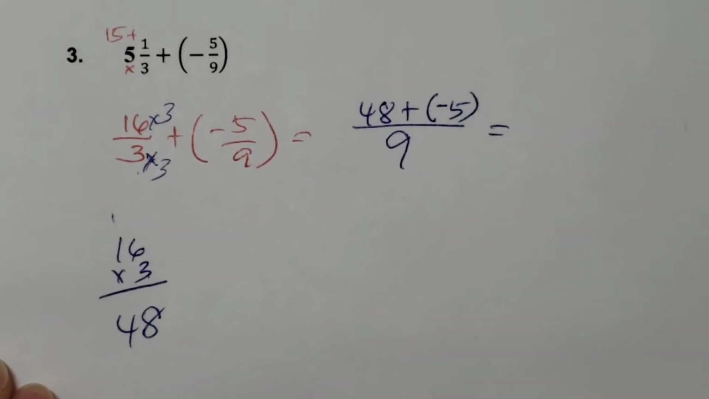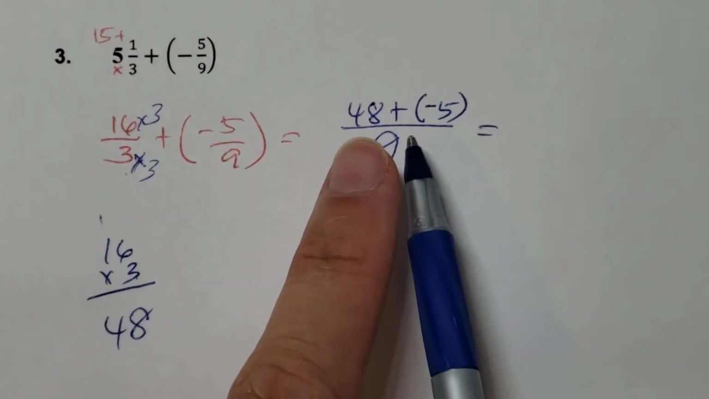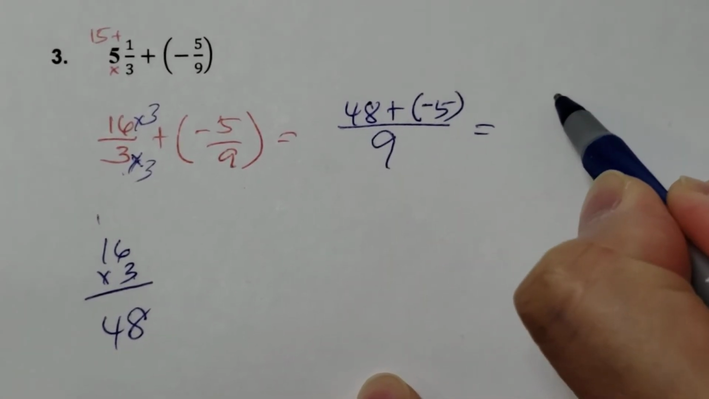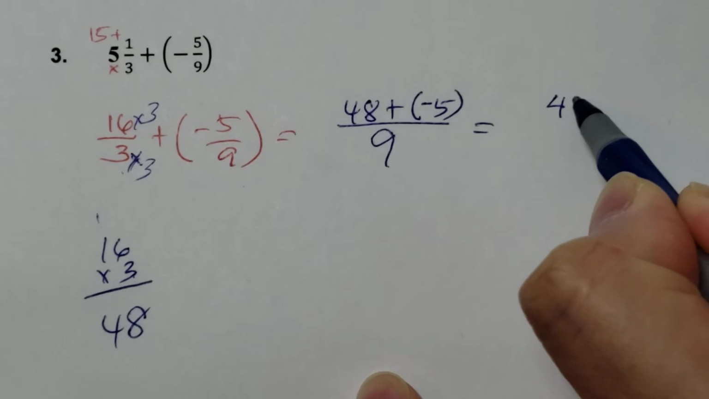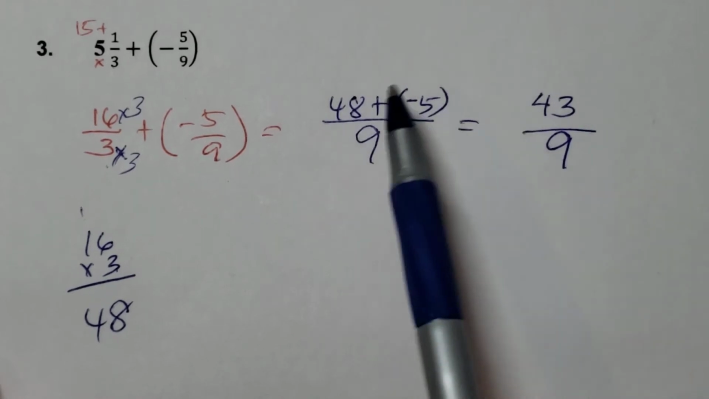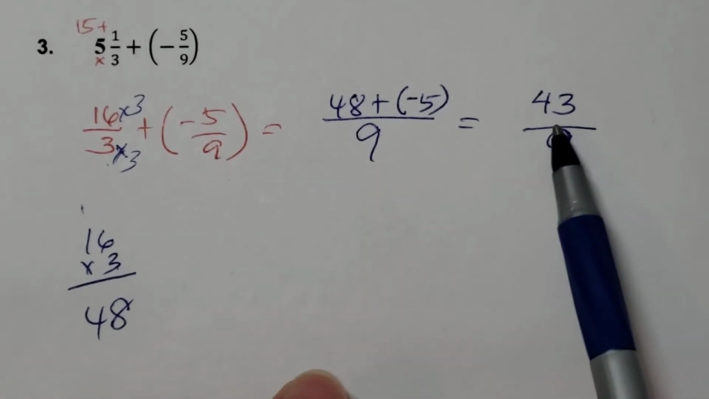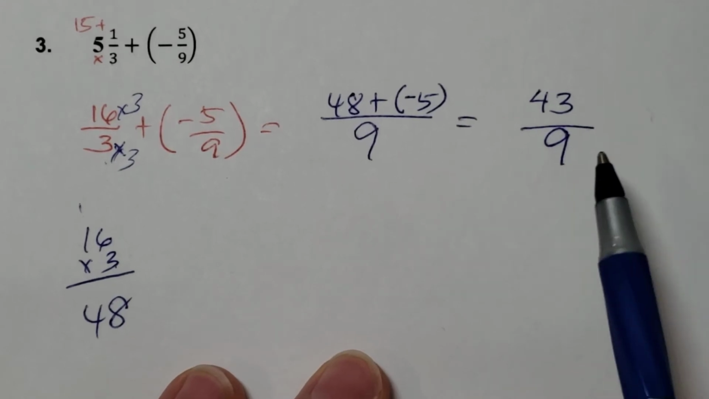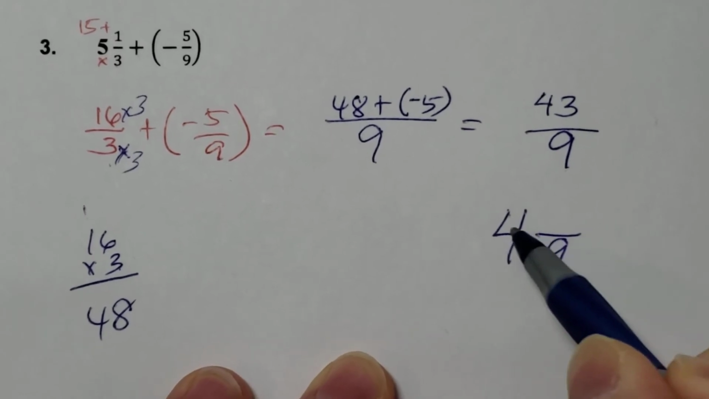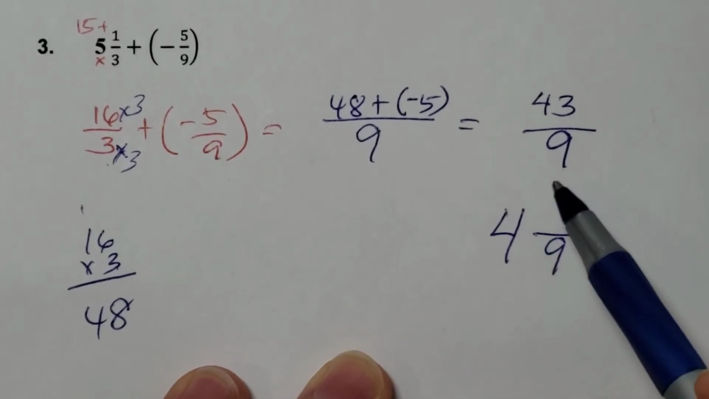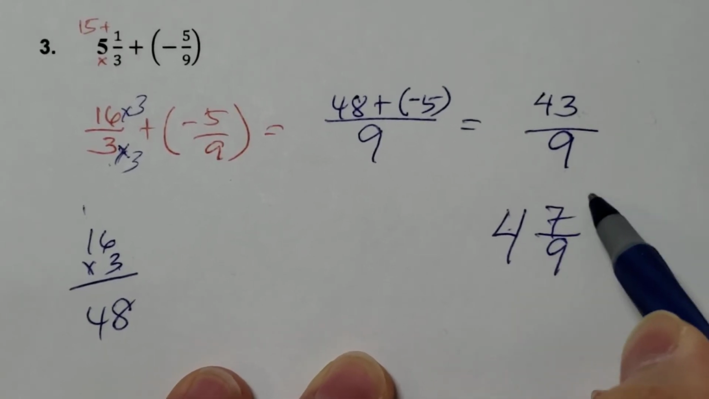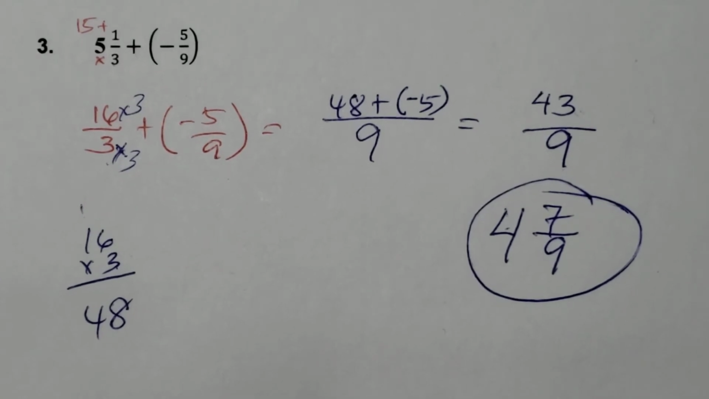So now, if you can see, the signs are different, so we subtract. So 48 minus 5 is 43. What was it? Yes, 43 over 9. Now remember, the sign is a positive because 48 has a bigger magnitude. So let's change this into a mixed number. How many 9s can fit into 43? We know it's 4 whole 9s. And what do we need to make it into 43? Because 9 times 4 is 36, we need 7 more. Okay, so that will be your answer for number 3.